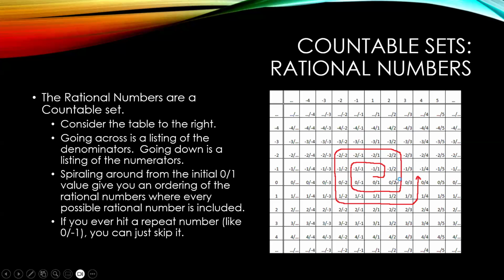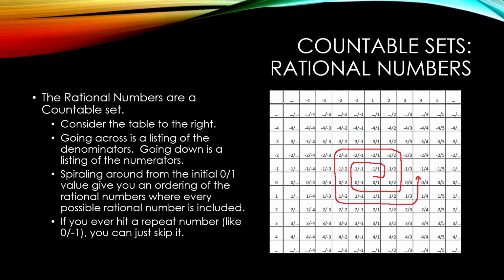Using this, we start at 0/1, and then we spiral our way out. So 0/1, 0/2, -1/2, -1/1, -1/-1, 0/-1, and so on, all of the way around. If we see any repeated values, we can just skip over them. Maybe skip over the 0/-1 since we already got 0. Doing this, we can create a list which will include every single rational number. And that means that this set is countable. There is a countable number of elements for the rationals.